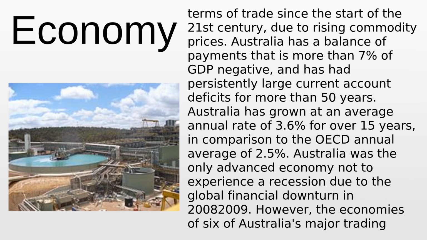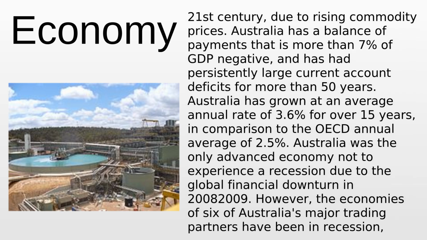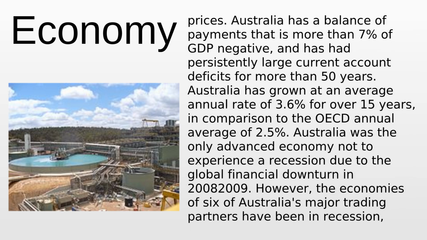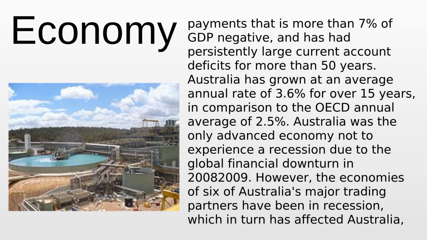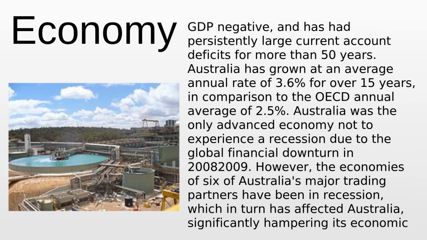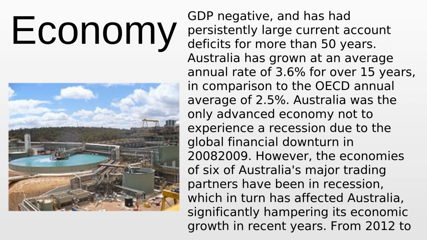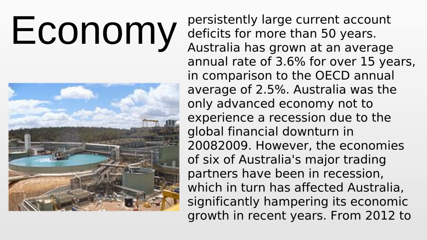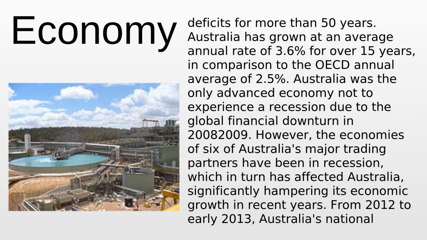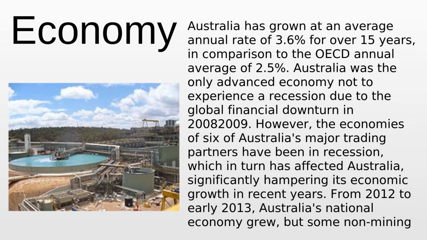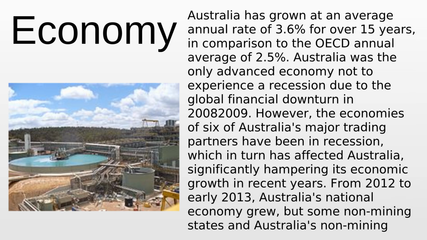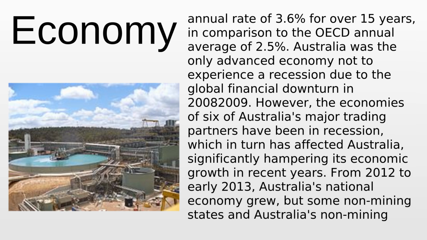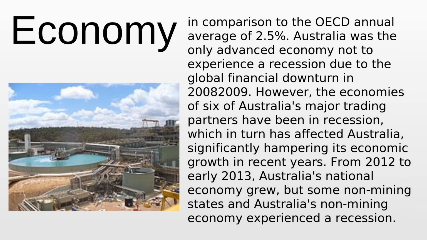Due to rising commodity prices, Australia has a balance of payments that is more than 7% of GDP negative, and has had persistently large current account deficits for more than 50 years. Australia has grown at an average annual rate of 3.6% for over 15 years, in comparison to the OECD annual average of 2.5%.